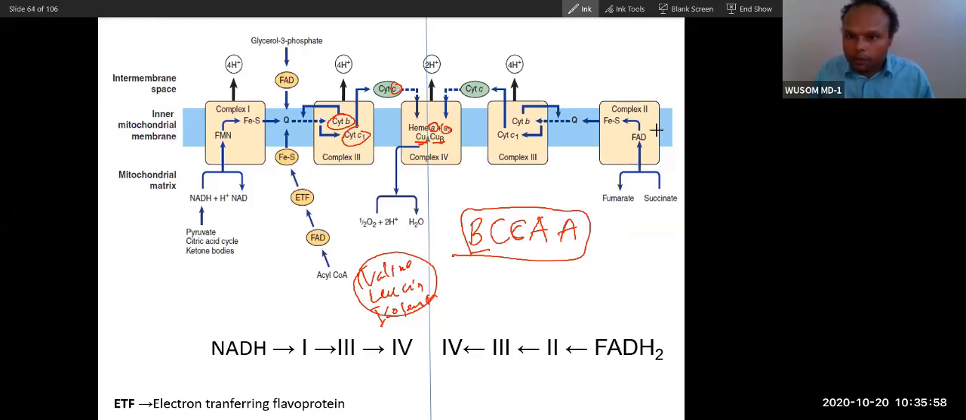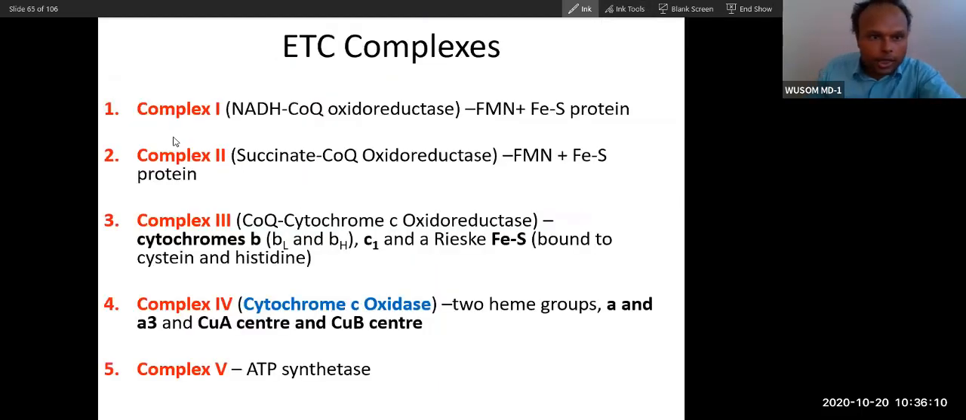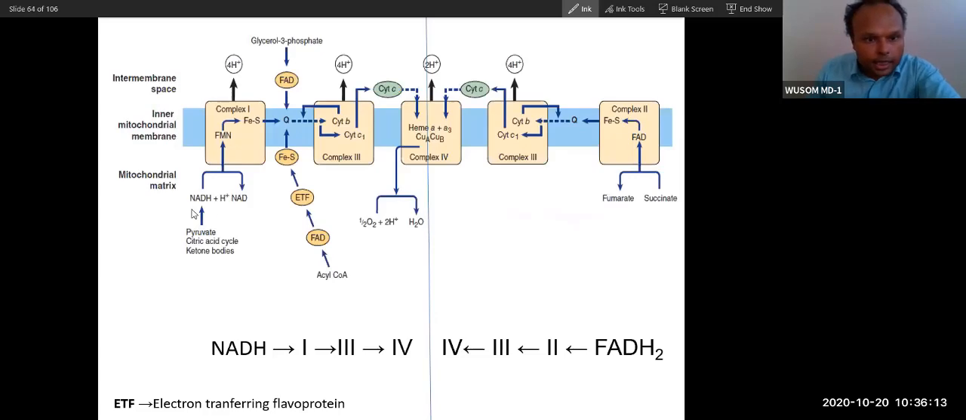Here I don't have to explain more. Complex 2 has wiring very similar to complex 1, but it does not pump protons. It is succinate dehydrogenase, and we will go into detail on this. Complex 1 takes electrons from NADH and transfers them to coenzyme Q. In the process NADH is oxidized, and coenzyme Q gets electrons and is reduced.